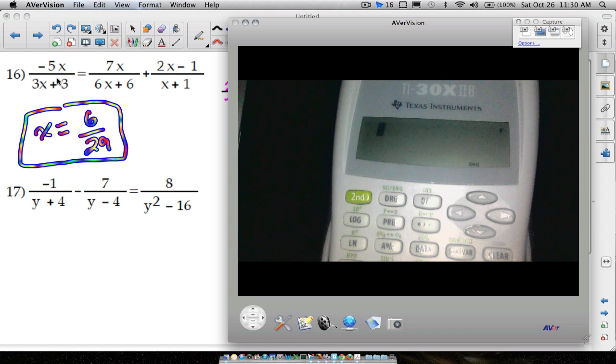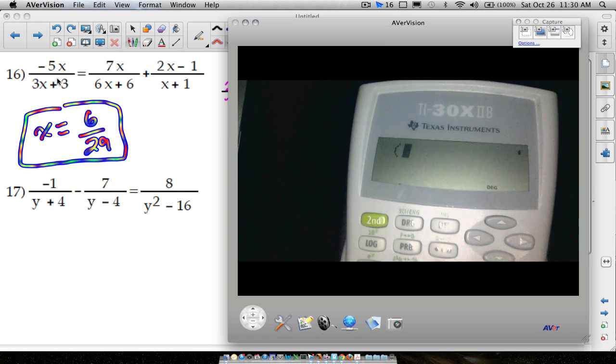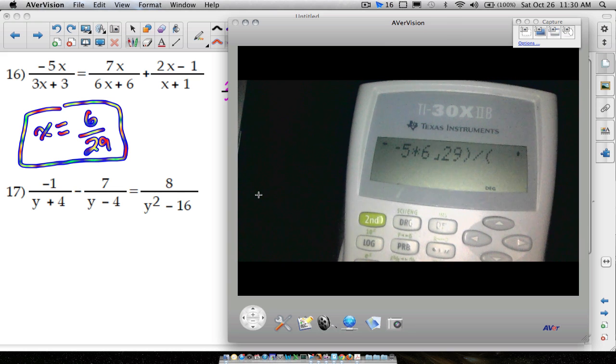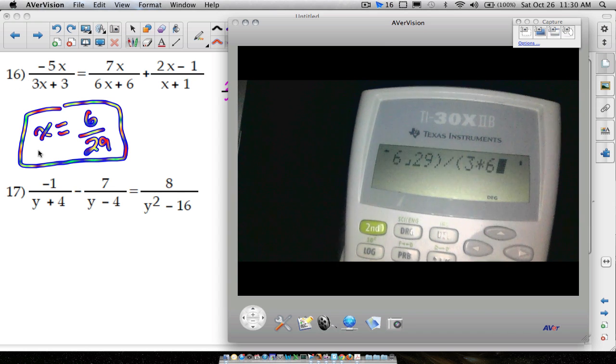Here's what I mean. So negative 5x, I'm going to do parentheses negative 5, and now we're going to plug in the 6 over 29 for x, so times 6 over 29. There's our numerator inside of parentheses. Divided by, now put your denominator inside of parentheses. Some newer calculators, when you do a fraction, will give you a fraction bar. This calculator doesn't. So I'm being safe by putting the numerator in parentheses, and we're going to put the denominator in parentheses. So 3x plus 3. I'm typing this in right here. So 3 times 6 over 29, and then plus 3.